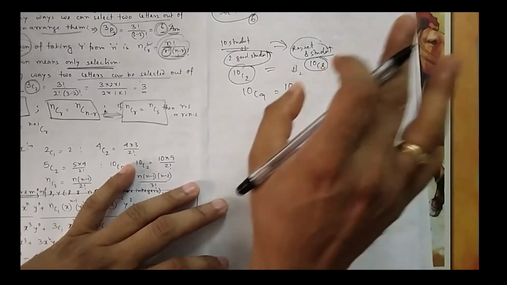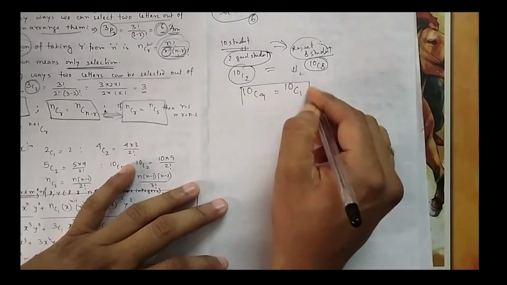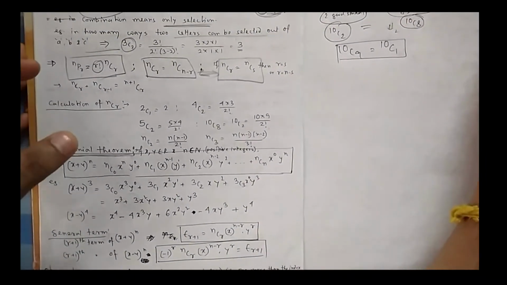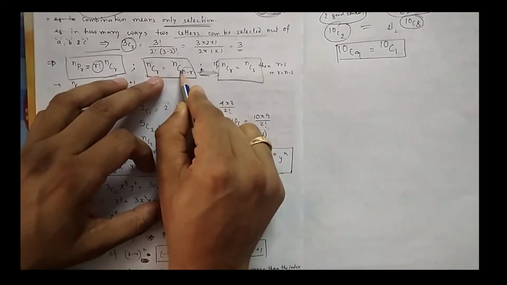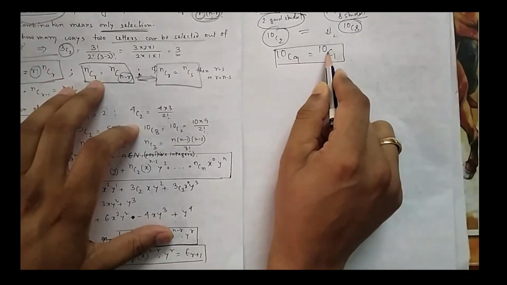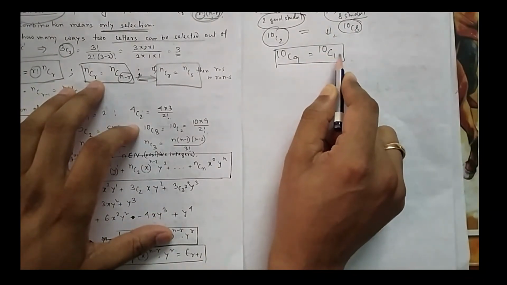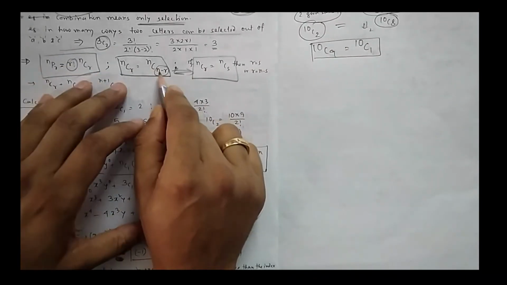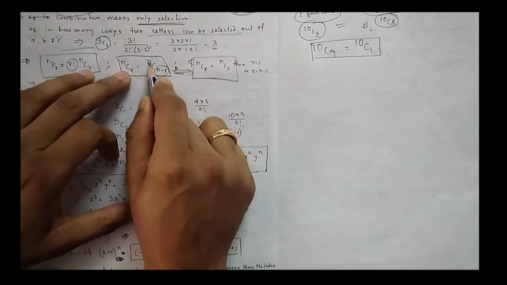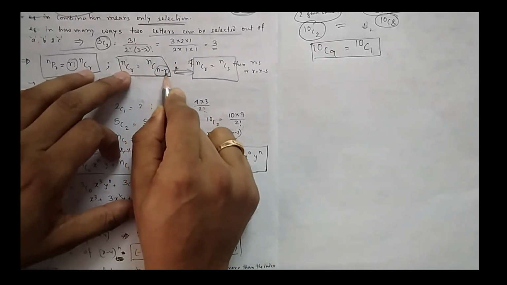You select 1 and then you reject it. So in both ways the job can be done. This is a very important property here: nCr is nothing but nC(n minus r). So 10C1 is equal to 10C(10 minus 1). So 10 minus 9 is 1. That's why it is n minus r. So 10C9 equals 10C(10 minus 9).